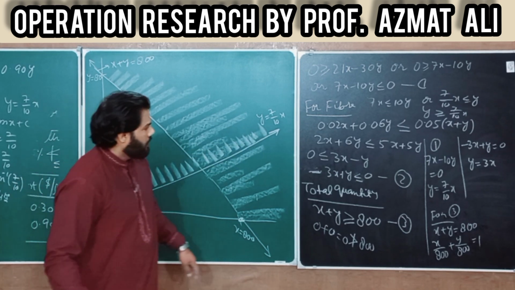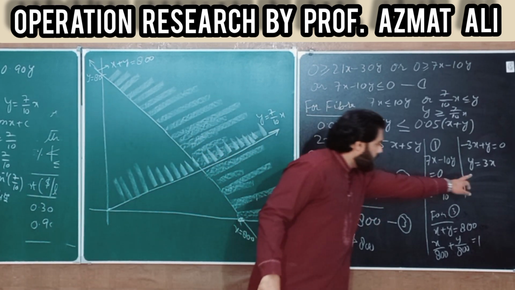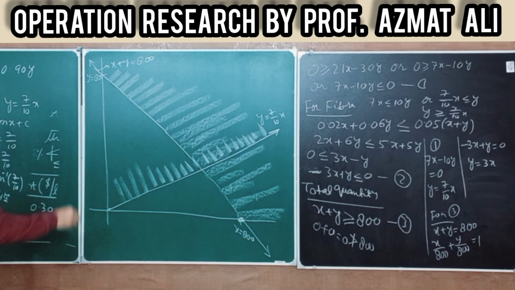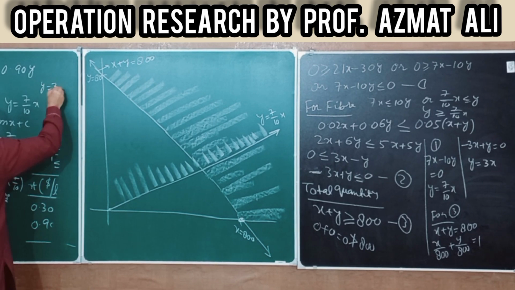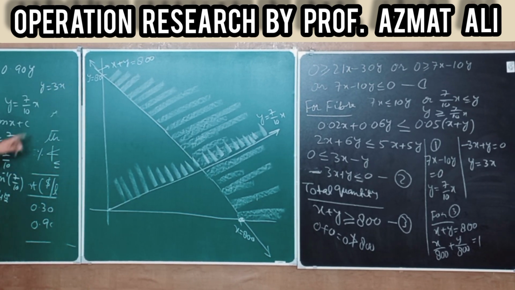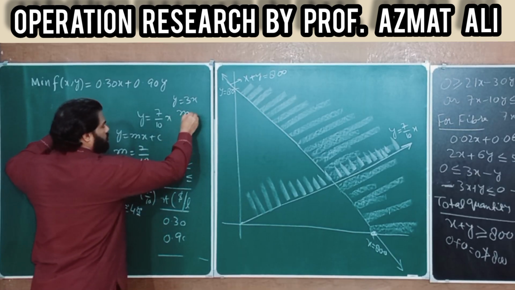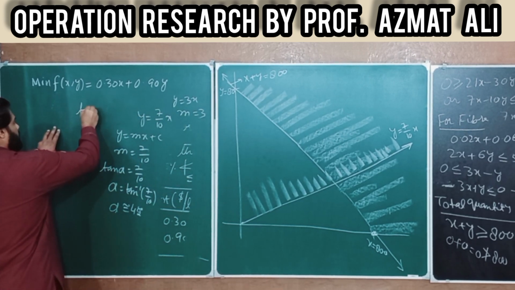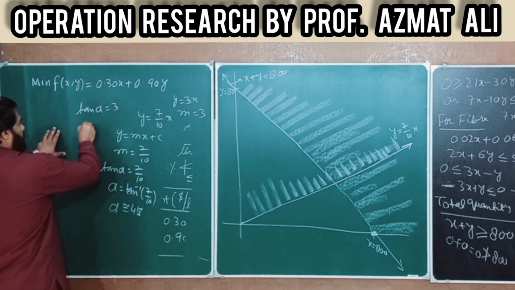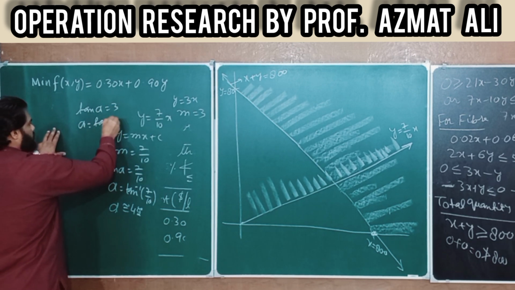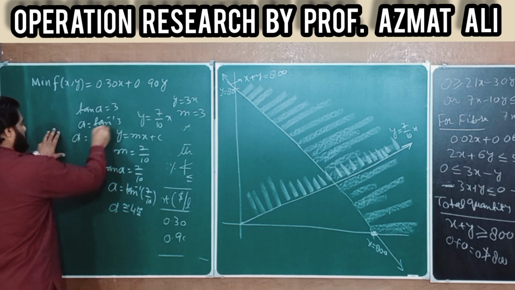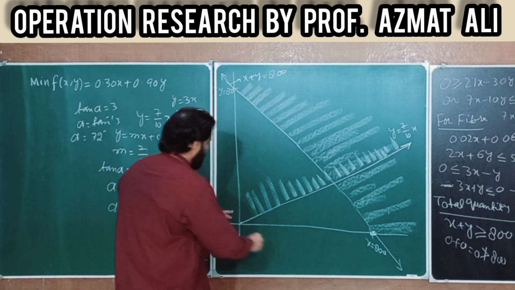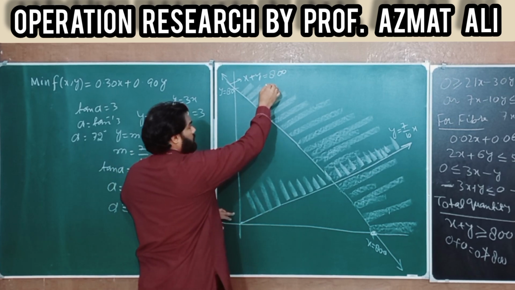Lastly, the third inequality is y is equal to 3x, which is also in the slope-intercept form. By comparing, here the slope is equal to 3. By finding alpha, that is the angle of inclination, alpha is equal to tan inverse 3. I think this is approximately equal to 72 degrees. You can check that. The 72 degree angle is, suppose, this.